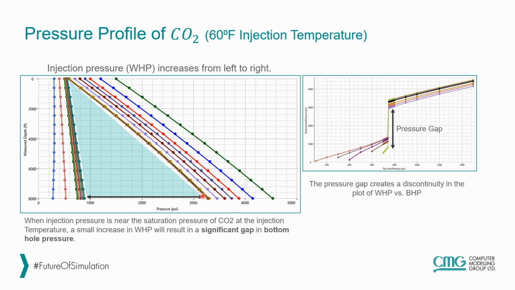Another way of looking at this pressure gap is to plot the bottom hole pressure versus the injection pressure at different injection rates. And we see that regardless of the rate, again, at the saturation pressure, we see this huge gap in bottom hole pressure. So this pressure gap is one challenge to overcome when modeling CO2 injection.